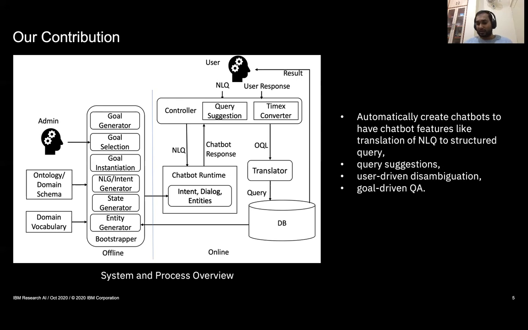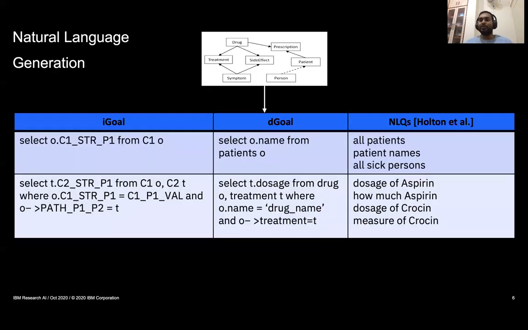So the core component in our offline system is the natural language generation. In this work, we start with something that we call iGoal. These are some examples of the queries that we want our chatbot to handle. The first query is a very abstract query: you just want to select a string property from a concept. That's it. Now, this goal has no meaning without the domain.